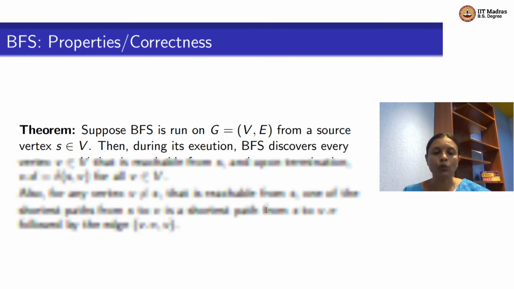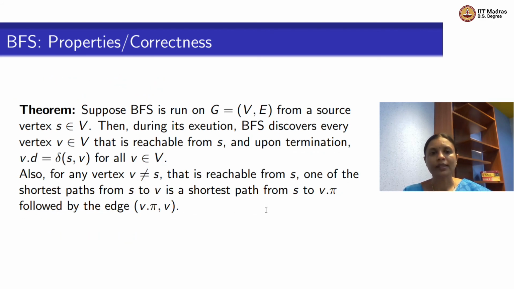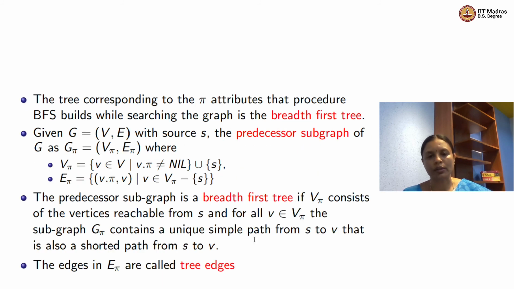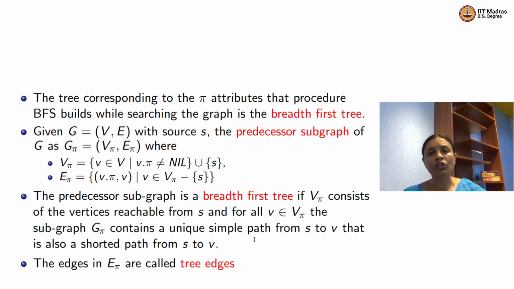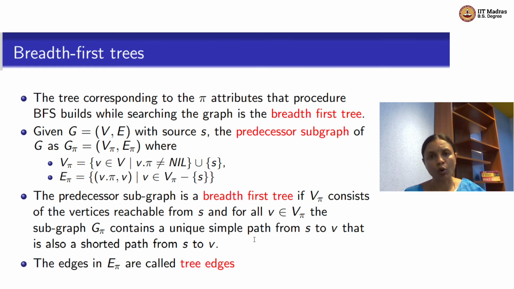For it to work correctly, what does it mean? That's what this theorem says. Suppose I take a graph and run BFS from a distinct source vertex S. Then, as it is executing, BFS finds every vertex that is reachable from S, and when it terminates, it will return the shortest path to each vertex from the source. If a vertex is not reachable from S, then you don't get a shortest path. So if I take the tree of shortest paths, it will correspond to the breadth first tree, and those edges are what we call tree edges.